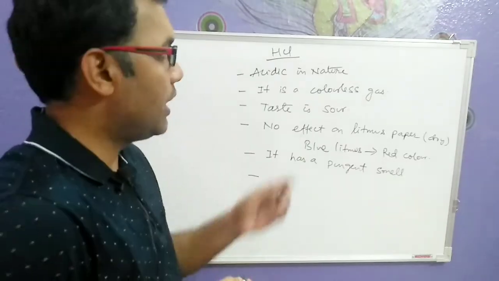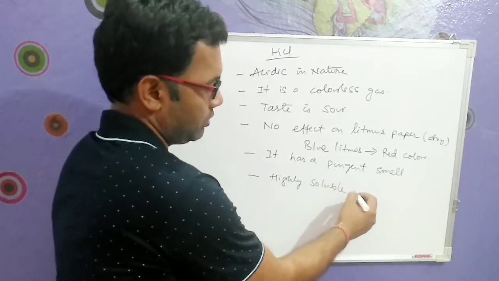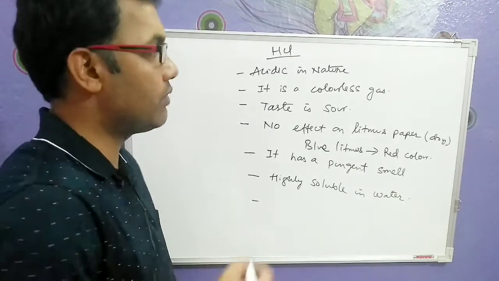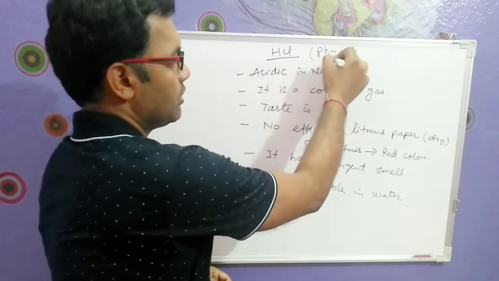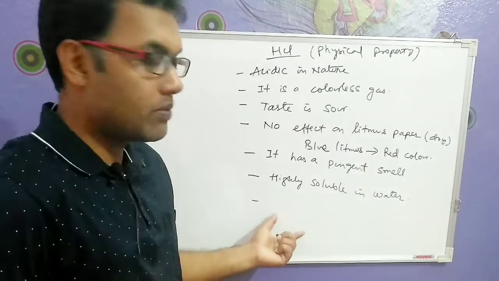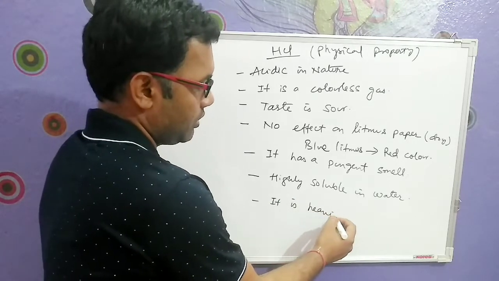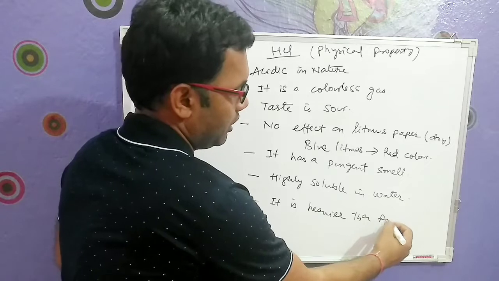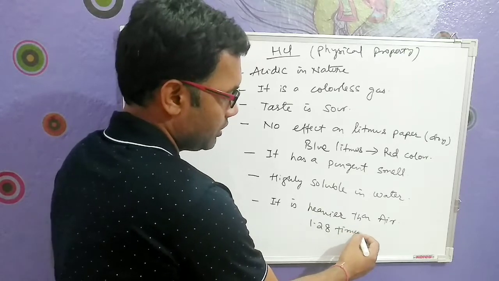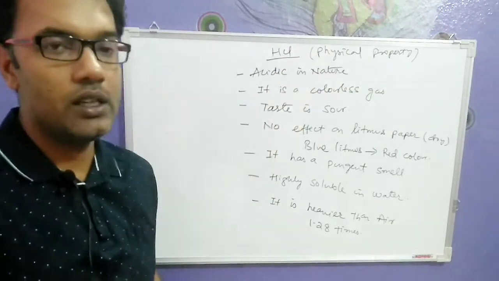Next property is, HCl gas is highly soluble in water. And the last property is, or the physical, because here we are talking about the physical property. Now the last property will be, it is heavier than air. How much it is heavier? It is heavier 1.28 times than air. So these are some of the physical properties of HCl gas.